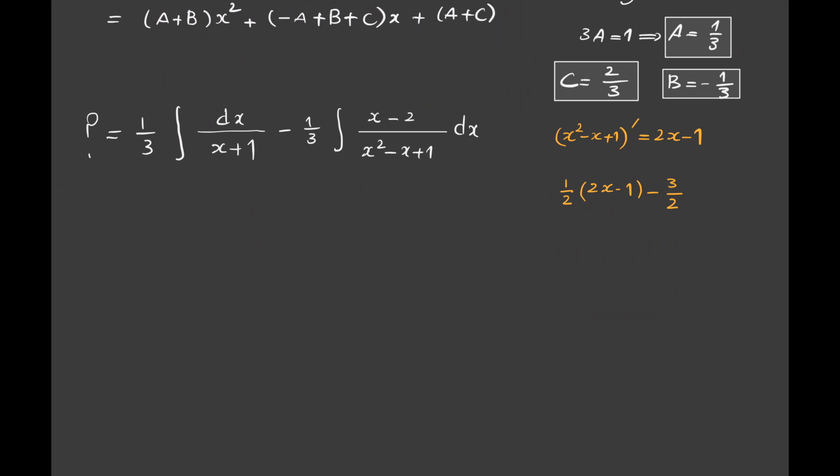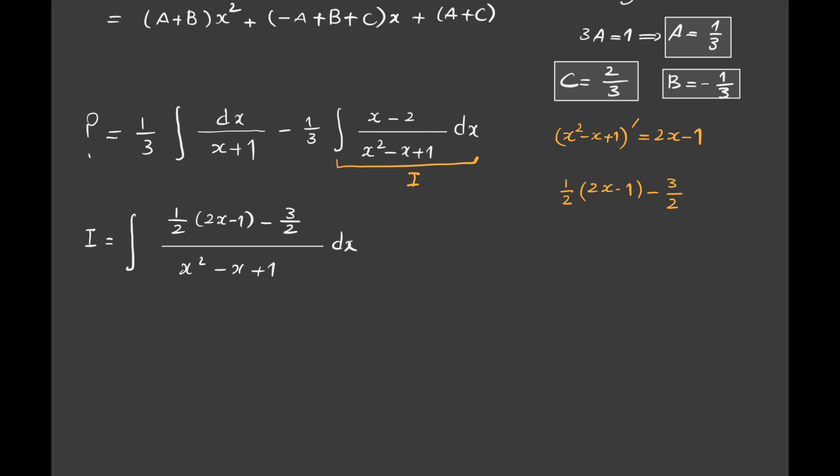So if you don't mind, let me call this integral I. And then I would say that, okay, I is equal to the integral. In the numerator, I write 1 over 2, 2x minus 1, minus 3 halves, and then I have x squared minus x plus 1. Okay, and I should also write dx. So what I have to do now, I will take this one and then divide it by the denominator, minus this one divided by the denominator, and I split this integral into two integrals, one for the first part and one for the second part, okay?